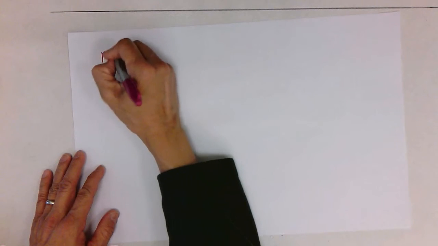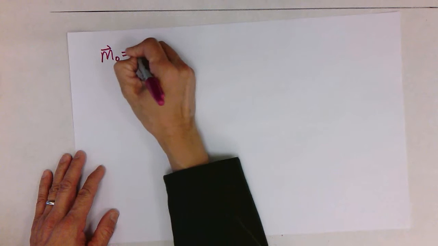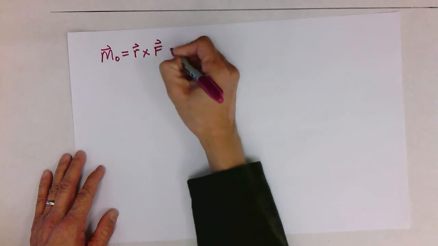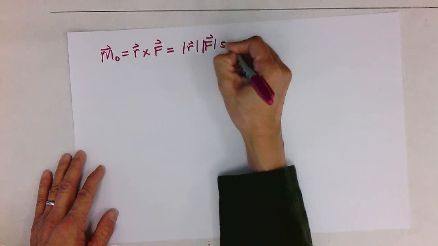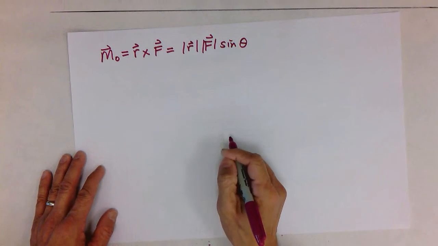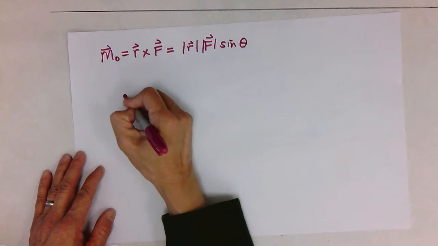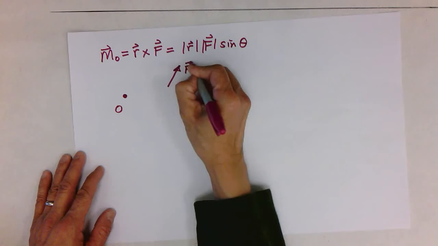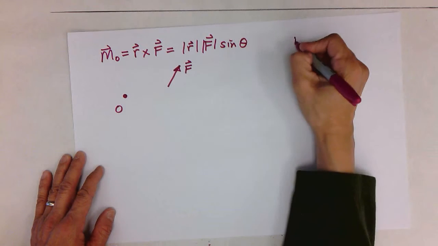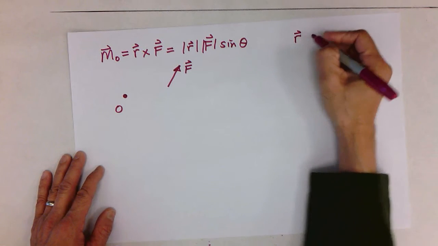Let's rewrite this at the top. The moment about this point is R cross F, with magnitude given by the sine of the angle between them. If I have a point and I have a force, R is the position vector.